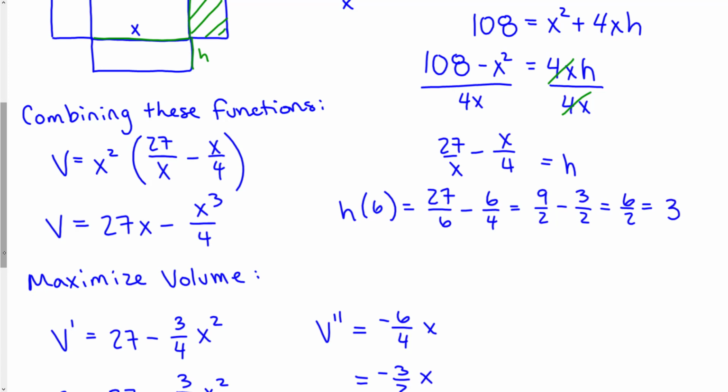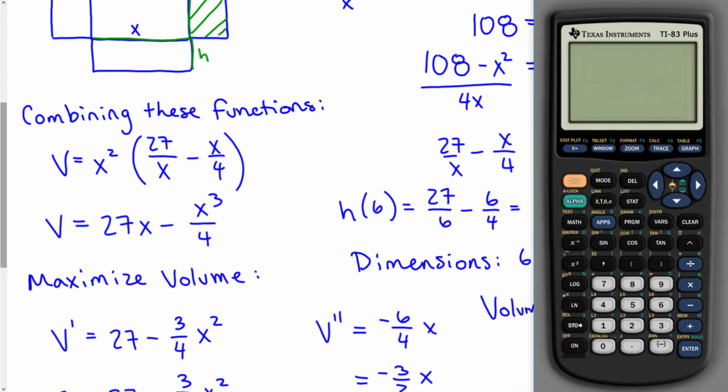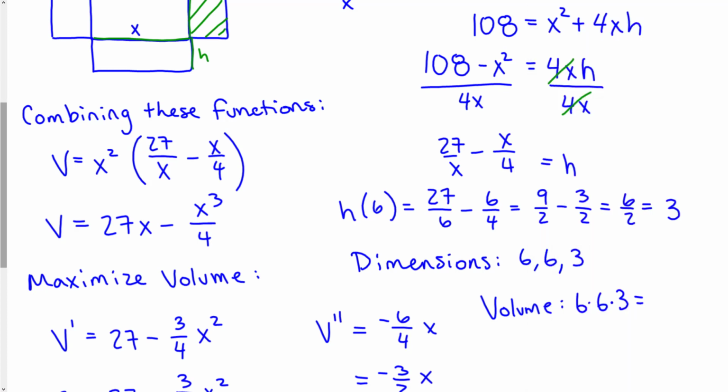So the dimensions of the box would be 6, 6, and 3. And then the volume, the maximum volume, would be 6 times 6 times 3. 36 times 3, 108. And this would be cubic inches. I guess each of these I should have put inches on. But this will be cubic inches since it's a volume.